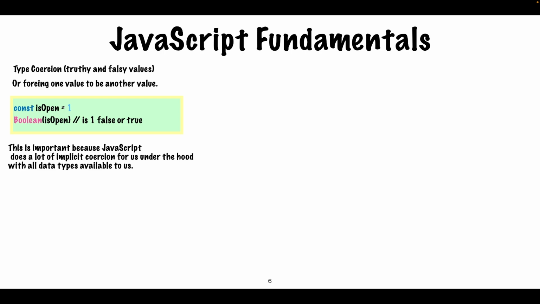Right, so this is important because JavaScript does a lot of implicit coercion for us under the hood, with all the data types available to us. If you're not aware of this, you will have buggy code.